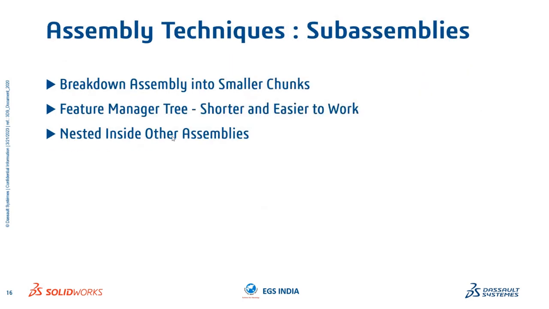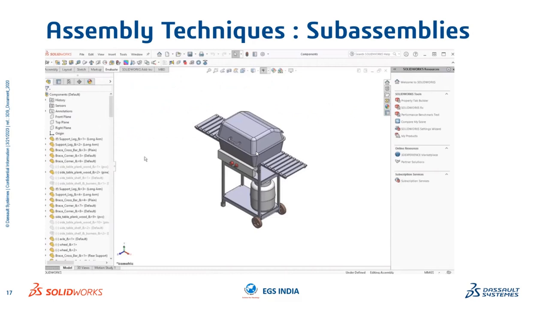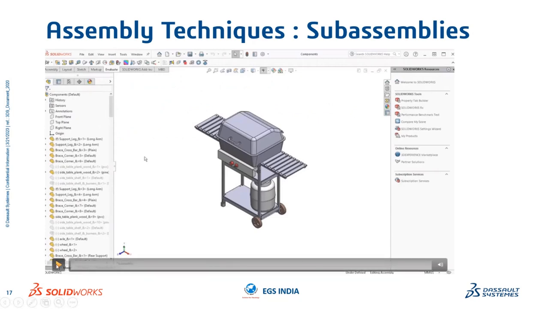For sub assemblies, if the large assembly file contains most of the components in the top level assembly, you can combine them and make them into small sub assemblies, so that you can work in smaller chunks of files. So you can easily work on the large assemblies by opening and working on the smaller sub assemblies, and you can update it there. And the feature manager tree is also shorter and easier to work with, because these files are combined and will easily show in your design manager tree. Let's have a small video regarding this.